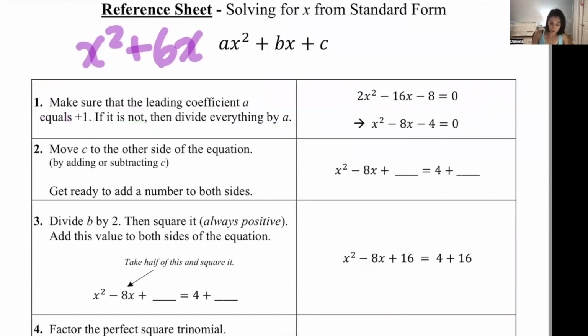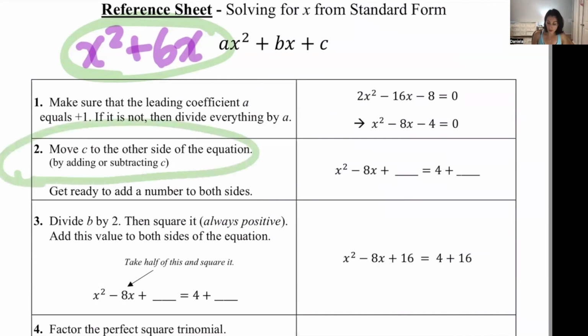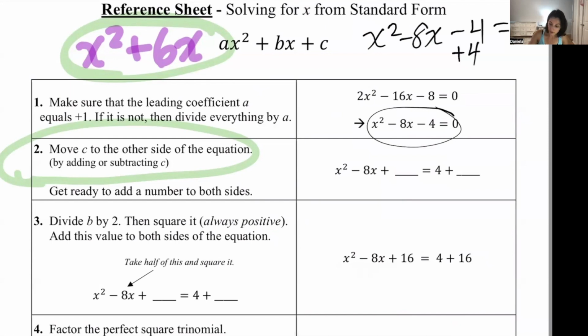So you have to make a equals 1. Notice that in our earlier example, there was no c value, because we just took half of the rectangle 6x, we cut it in half. So before we can even do all that, that constant c can't be there. So step 2 is you have to move c to the other side. In this specific example, we have to move 4 to the other side. We do the opposite operation, so we get x squared minus 8x equals 4.